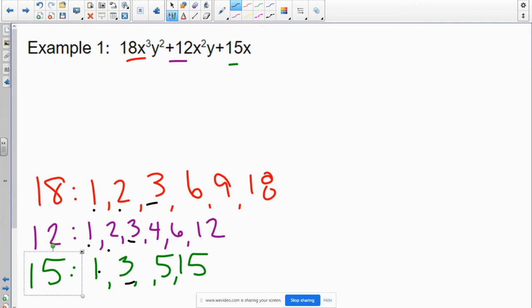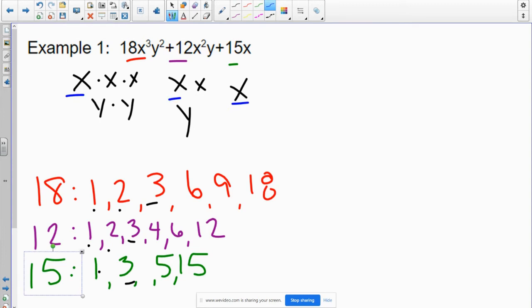Okay. Now you need to look at the variables. So this one has 3 x's and 2 y's. The second term has 2 x's and a y. And this third term just has an x. Well, what do they have in common? This one has 1x, 1x, 1x. Since this last term, that's the only variable it has, that's the only thing they all can have in common. So again, like our last one, the greatest common factor coefficient is 3, and the greatest common variable is just an x.